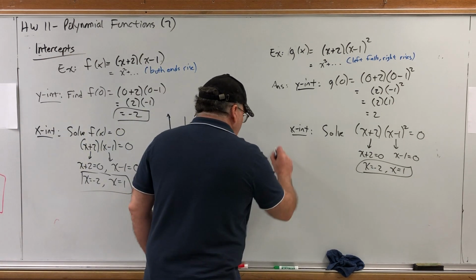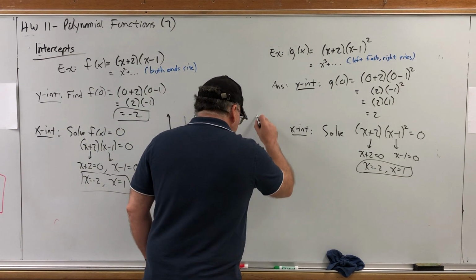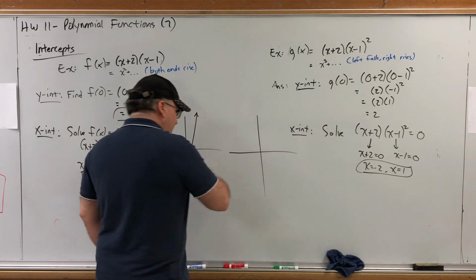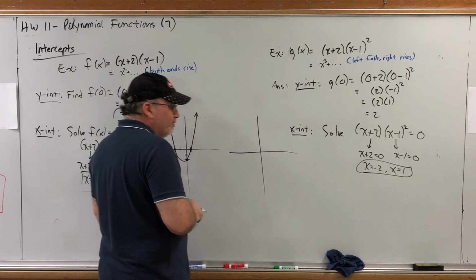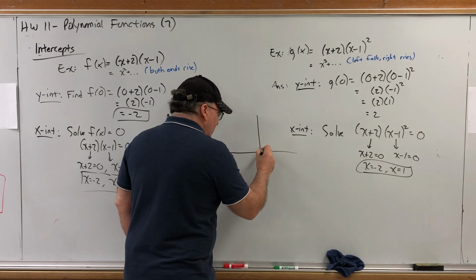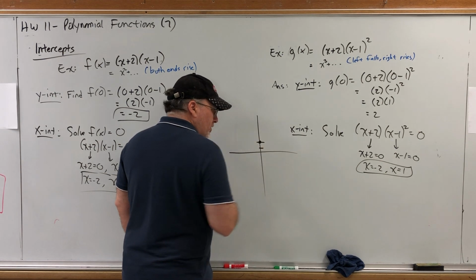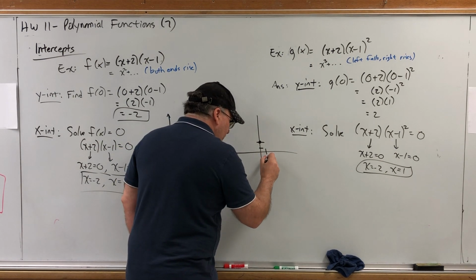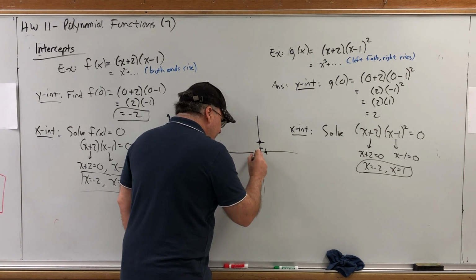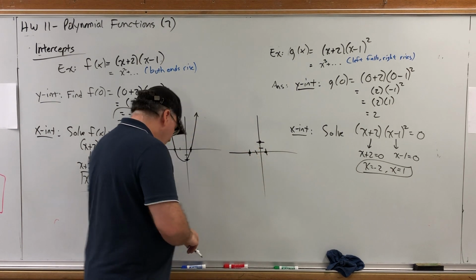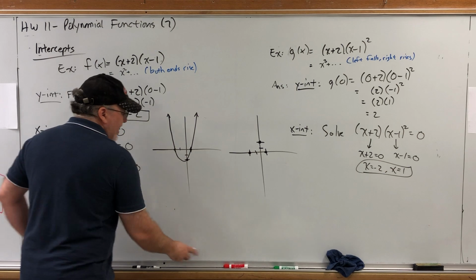So what would this graph look like? Let's see if I can fit it parallel to the same height as this one. Our y-intercept is now positive 2, but our x-intercepts are still positive 1 and negative 2.